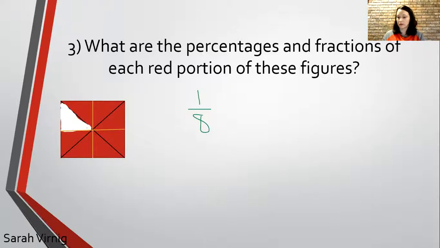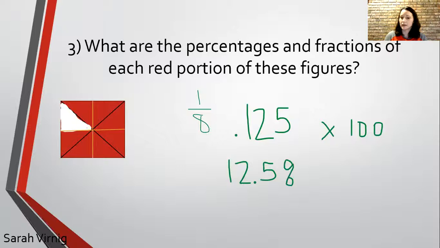Now that's just part of the question. We want to find out how we find the percentage. When you do it on your calculator, you do 1 divided by 8, you get 0.125. You take 0.125, multiply it by 100, and you would get 12.5%. And that is your percentage of 1/8 of this figure.